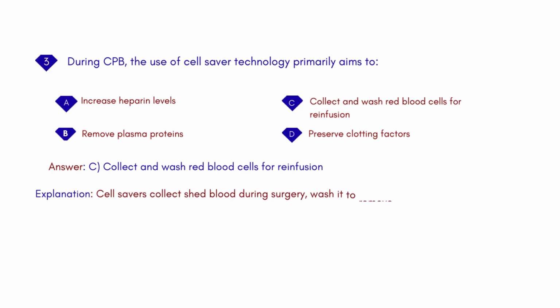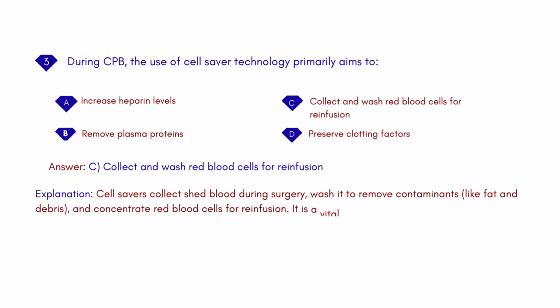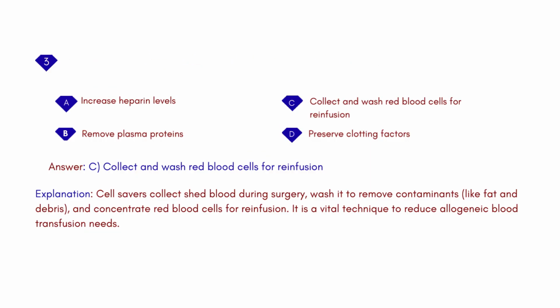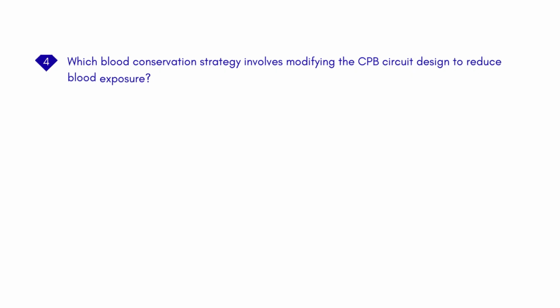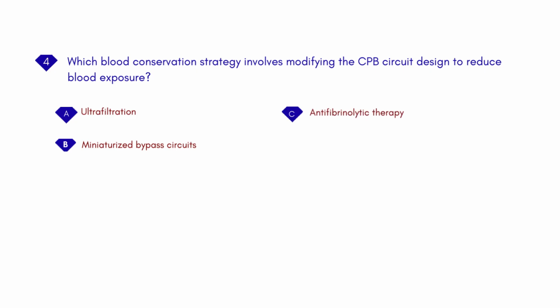Explanation: cell savers collect shed blood during surgery, wash it to remove contaminants like fat and debris, and concentrate red blood cells for reinfusion. It is a vital technique to reduce allogeneic blood transfusion needs. Which blood conservation strategy involves modifying the CPB circuit design to reduce blood exposure? A. Ultrafiltration. B. Miniaturized bypass circuits. C. Antifibrinolytic therapy. D. Tranexamic acid infusion. Answer: B. Miniaturized bypass circuits.